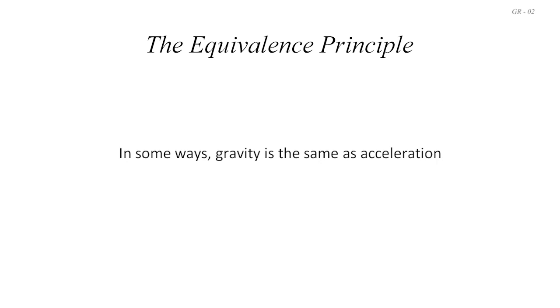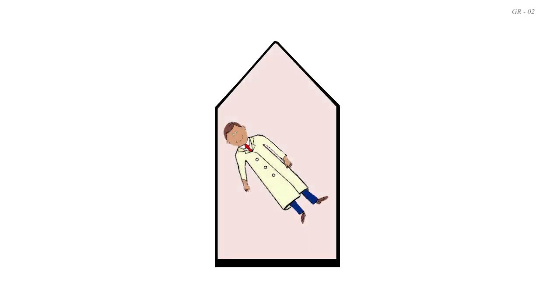The simplistic argument for the equivalence principle goes something like this. Imagine a person is in some sort of closed box which has no windows, and they can't see what's going on outside. They could be in a simple kind of spaceship.